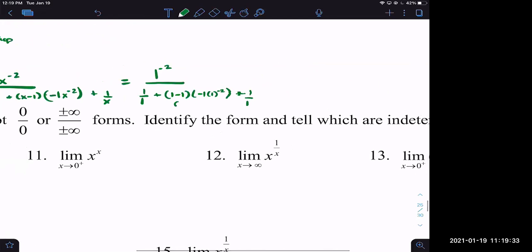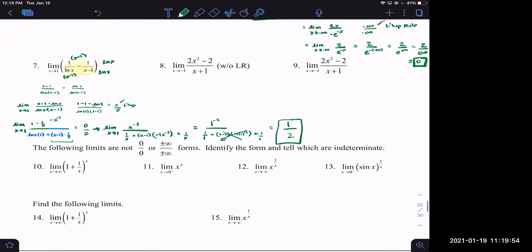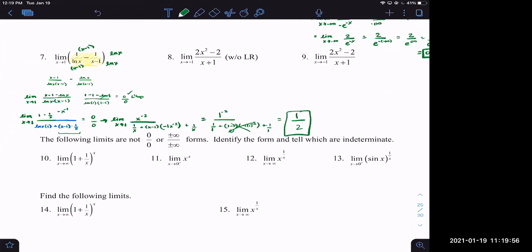So because this is 0, this whole middle piece is gone. What's 1 to the negative 2? What is this numerator? 1. So the numerator is 1. The denominator is really just 1 plus 1. So 2. So our answer is 1/2. That's about as bad as they get. That one was bad because it was L'Hopital's rule twice and product rule twice. They usually aren't that bad.